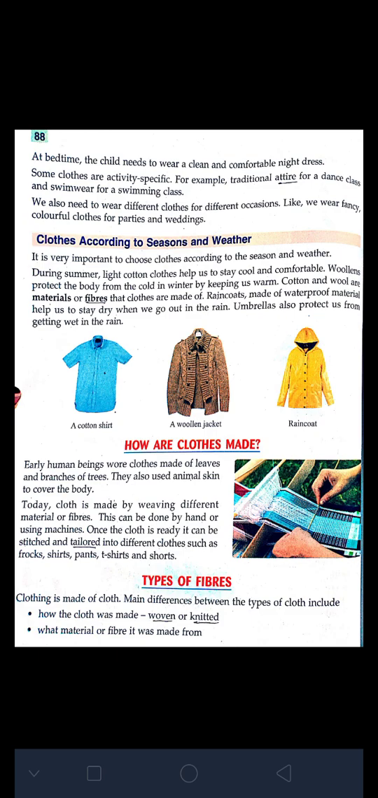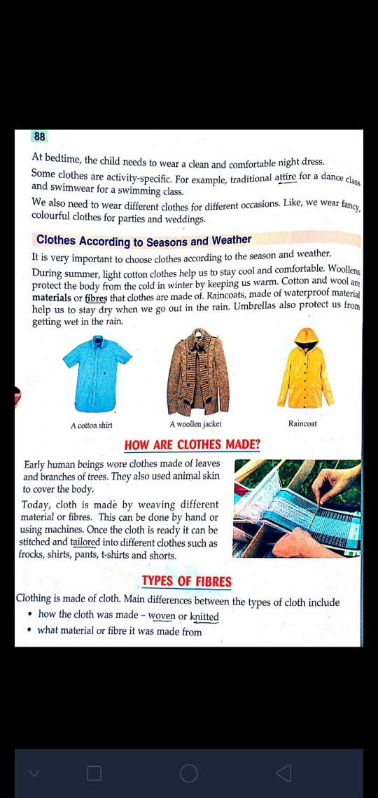Clothing is made of cloth. All of you know that whatever cloth we wear is made by the cloth. The main differences between the types of cloth include how that cloth is made up. Maybe some cloths are woven, or maybe some cloths are knitted, on the machines.